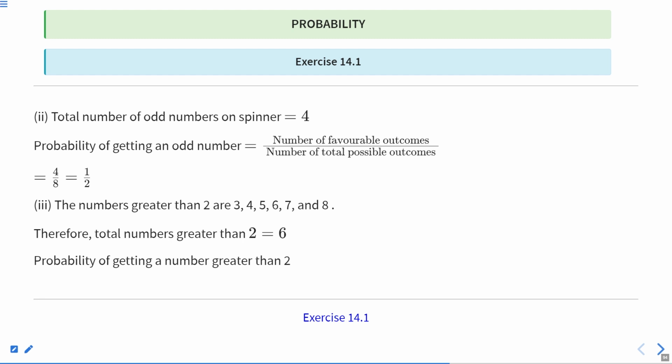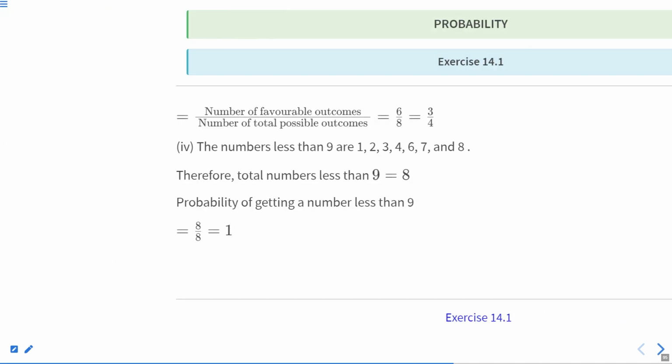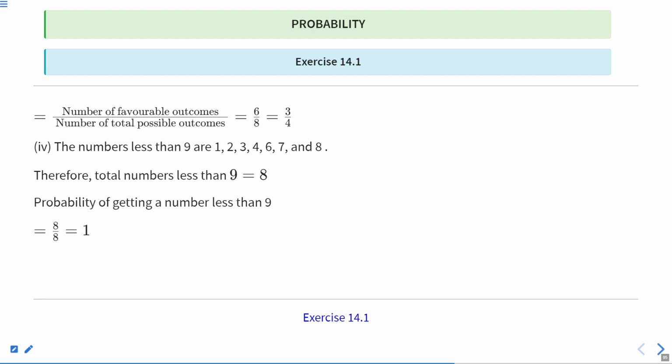Okay, and the numbers greater than 2 are 3, 4, 5, 6, 7 and 8. So the total numbers greater than 2 is equal to 6, and then probability of getting a number greater than 2 is equal to number of favorable outcomes divided by number of total possible outcomes. This is equal to 6 by 8, which is 3 by 4.